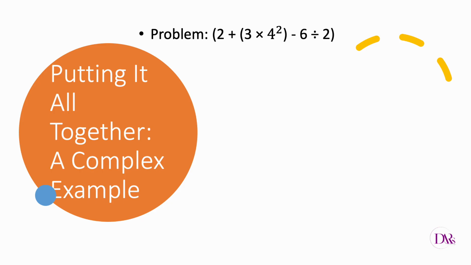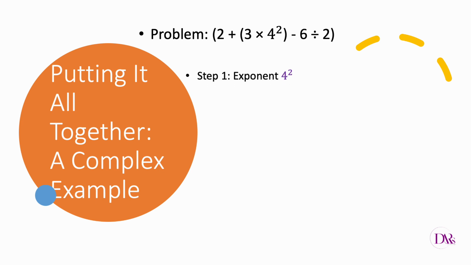Now let's bring it all together. Let's put it all together with this nice complex example. The problem states 2 plus, open parentheses, 3 times 4 squared, close parentheses, minus 6 divided by 2. Wow, that's a lot. But it's okay. You're a mathematician, a math genius, so let's get it.